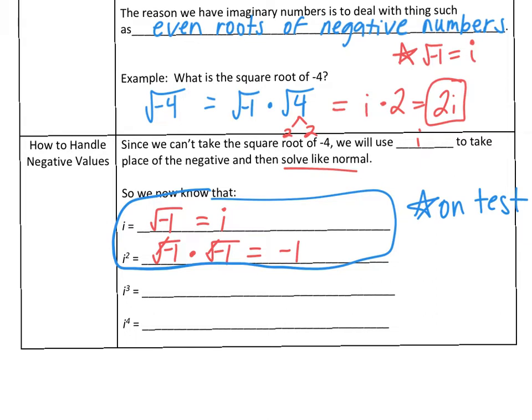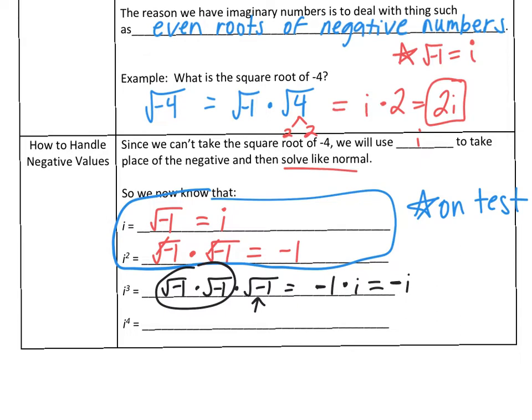So if I have i to the third, I know that this is just the same thing as i squared times i, right? Or I could even break it down. It would be square root of -1 times square root of -1 times square root of -1. Well, these first two is just i squared, which we said was just -1. Square root of -1 is just i. So -1 times i is just -i.